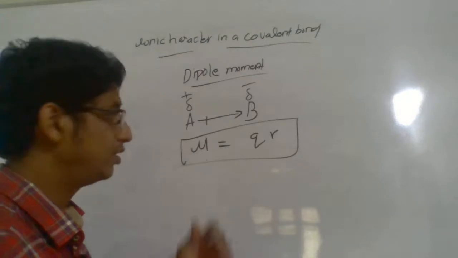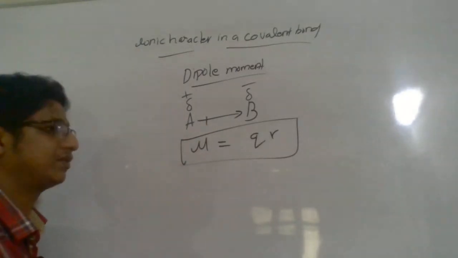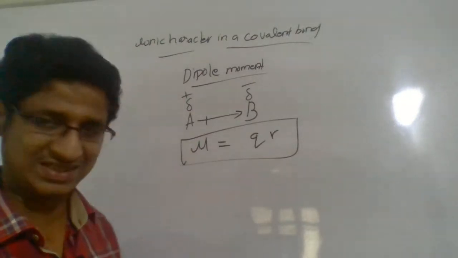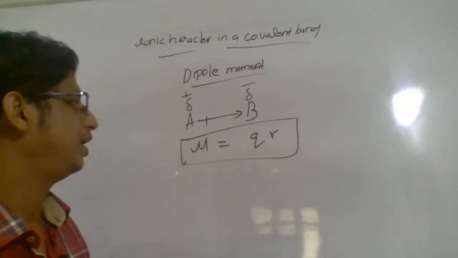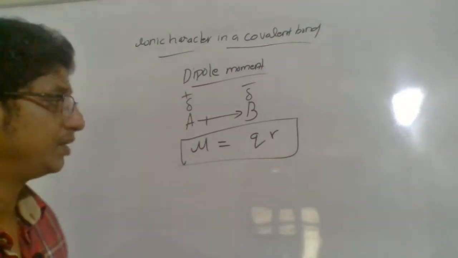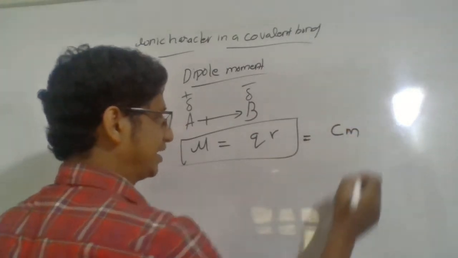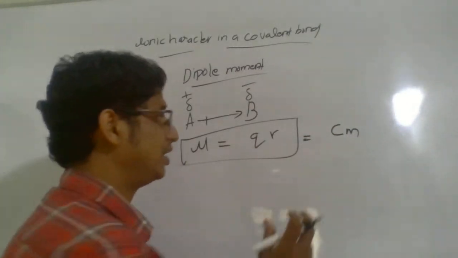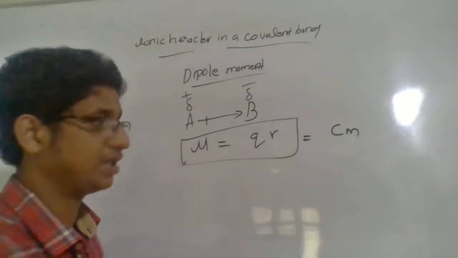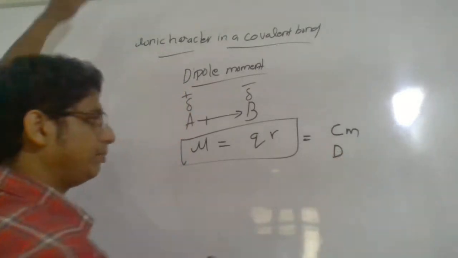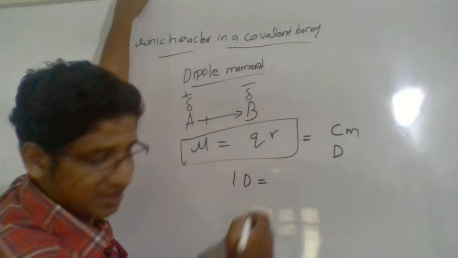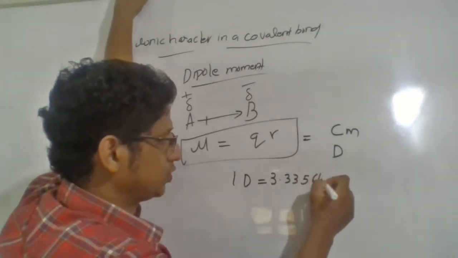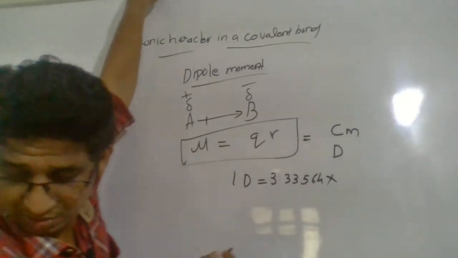Mu is equal to Q times r, where mu is the dipole moment, and Q is the magnitude of charge at one center, which means one atom gains more charge, the other atom gains less charge. So you consider the magnitude of charge at one center and the distance between the dipoles. So the unit will be coulomb meter. Coulomb is the unit of charge, and m is the distance between the dipole, which we express in meters. Or you can represent it in Debye, where 1 Debye is equal to, you can remember this value, 3.33564 times 10 raised to minus 30 coulomb meter.